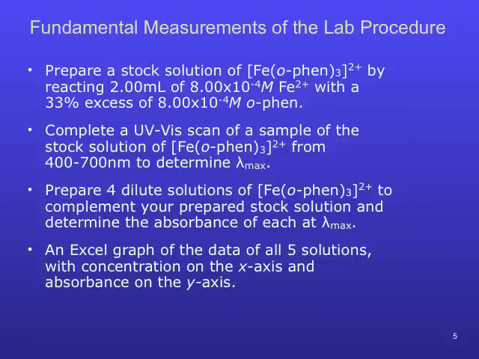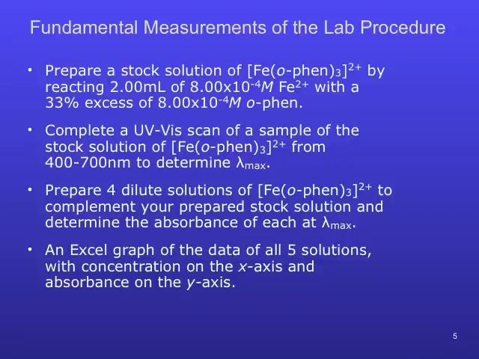The measurements of this experiment involve following the prescribed procedure for making a stock solution of ferroin. This is completed by reacting a known volume of Fe2+ with an excess of orthophenanthroline. Note that the concentrations of both reactants are the same, which should facilitate the calculation of the excess amount of ligand needed to form the complex. The concentration of the ferroin product in the stock solution is then based on the starting volume and concentration of the iron 2 used. The stock solution is used to determine lambda max.